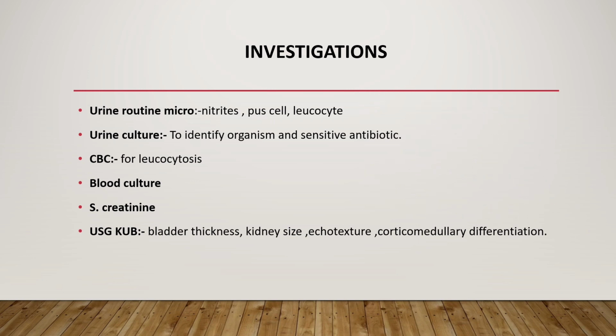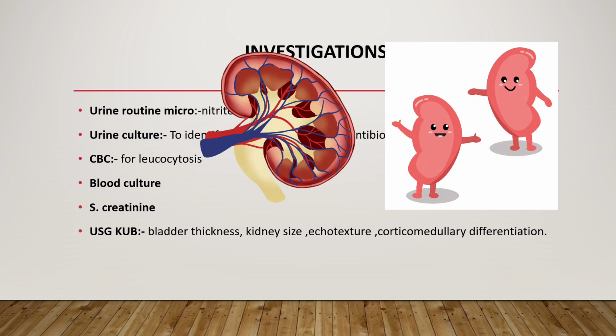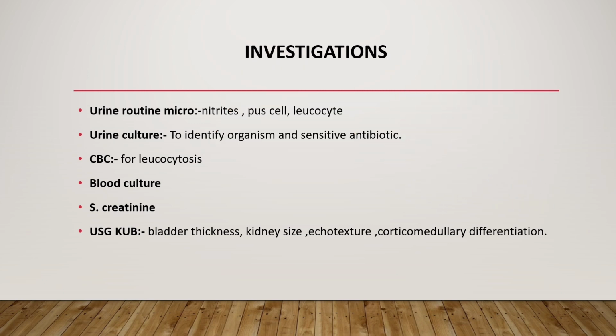For complications, we have to do serum creatinine and USG of the kidney, ureter and bladder, USG KUB. In the USG we can see bladder thickness, kidney size, kidney echo texture and corticomedullary differentiation.